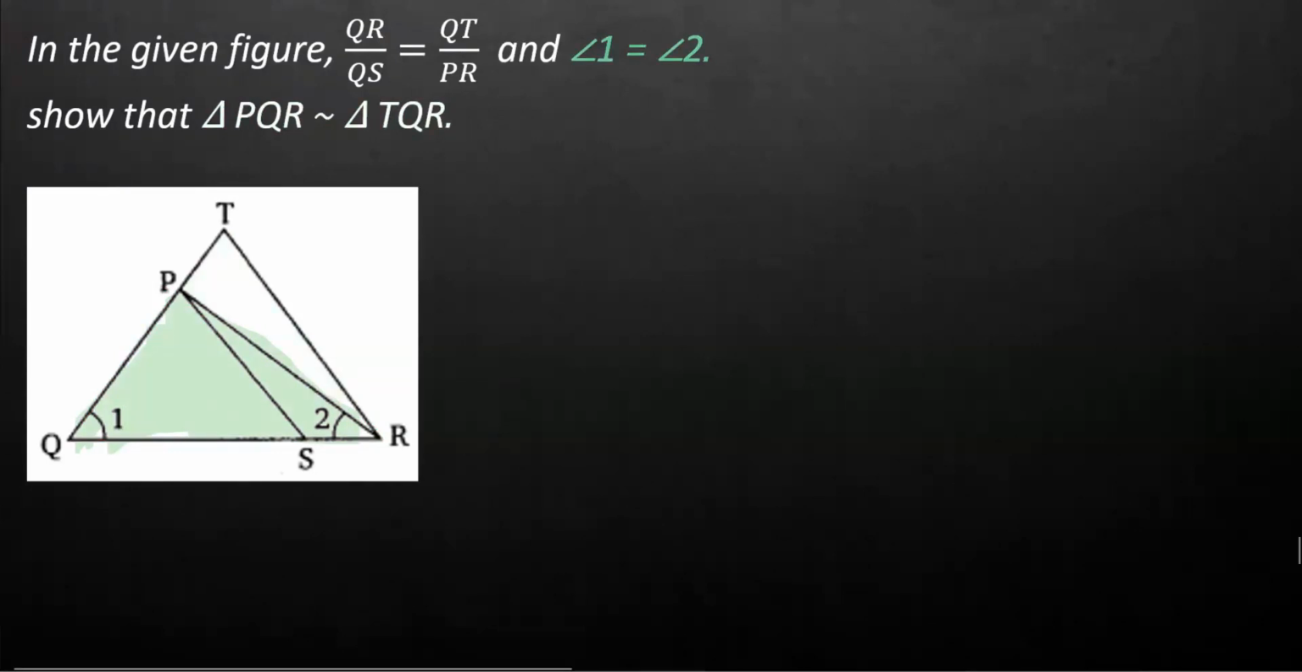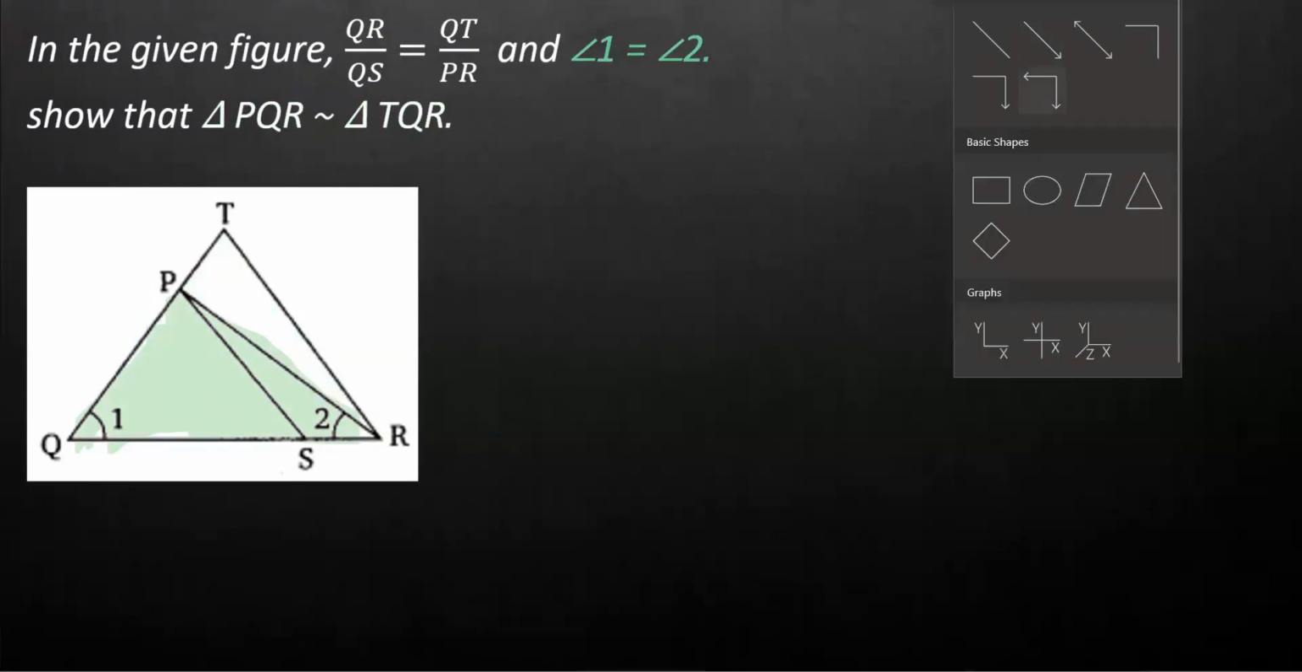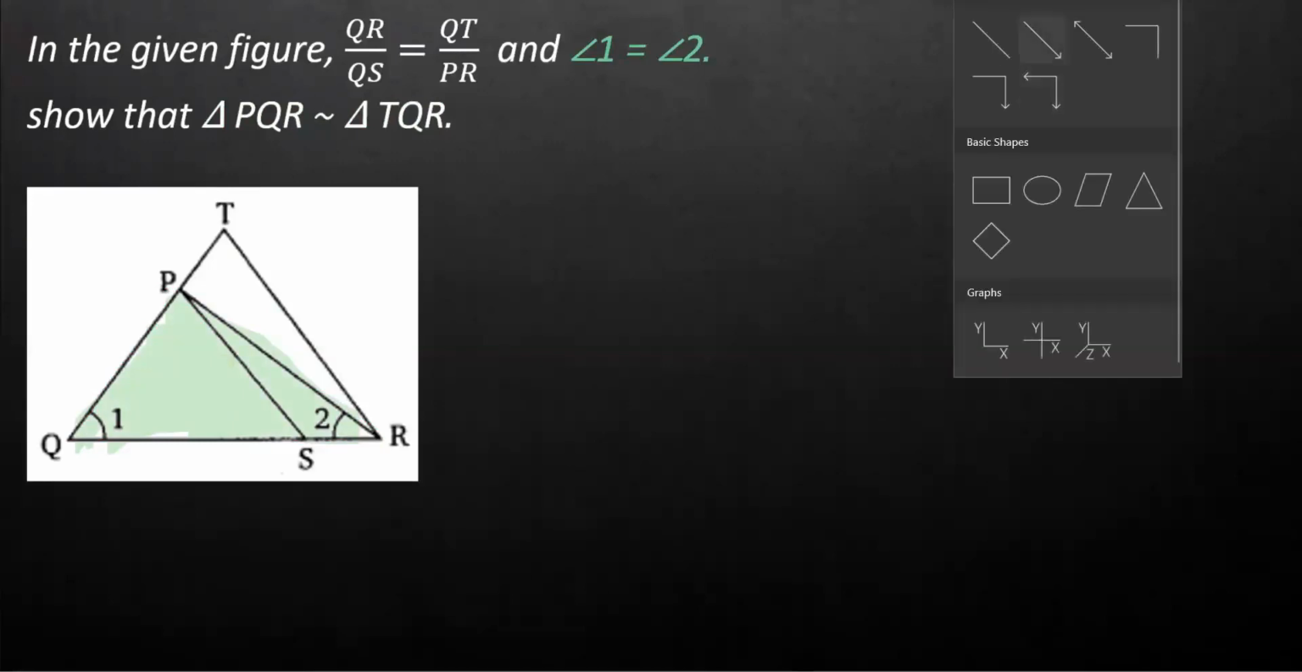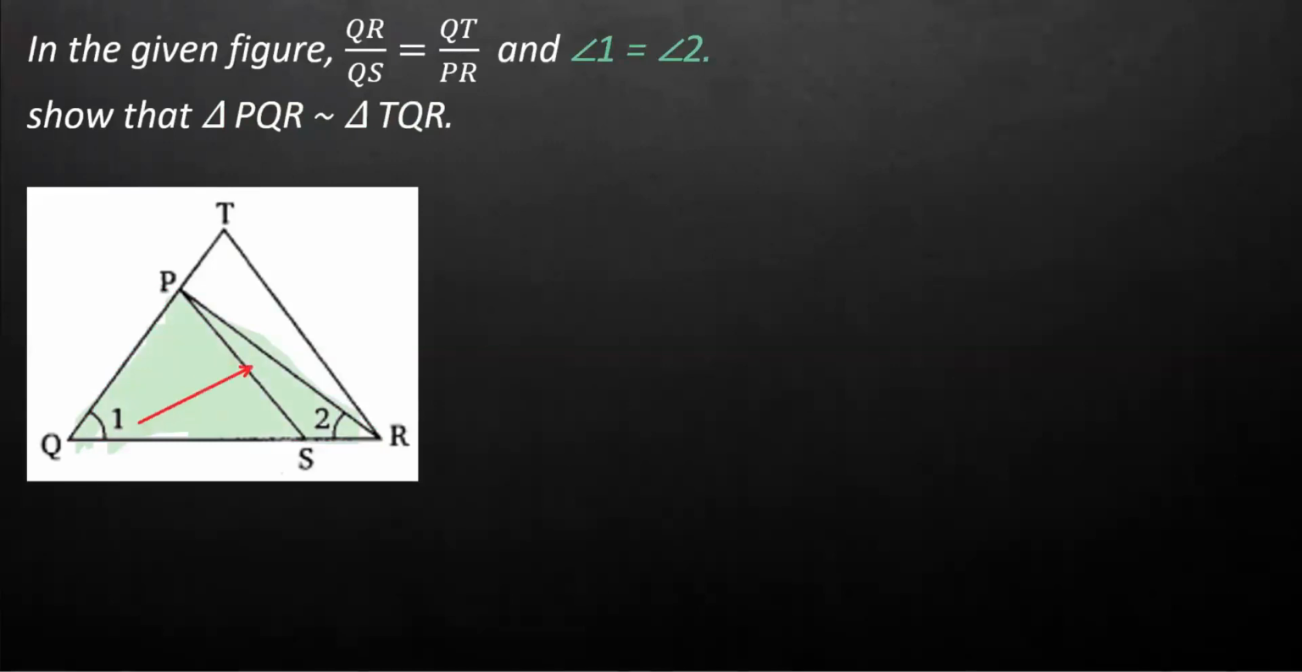As you know, in a triangle, if two angles are equal, then the sides opposite to these angles are also equal. Means to say that since these two angles are equal, this side will be equal to this side, right? This is called the property of sides opposite to equal angles. So let's start with the working.